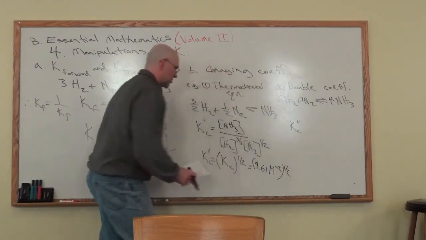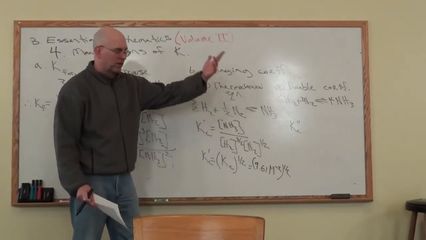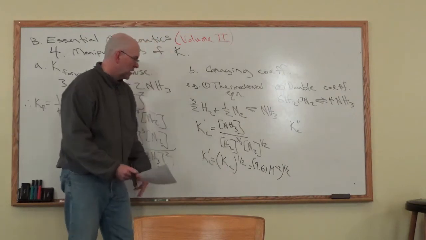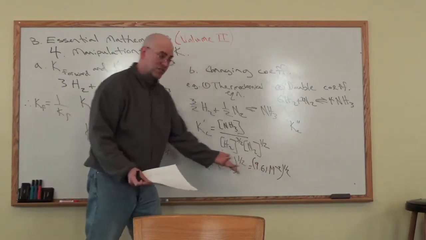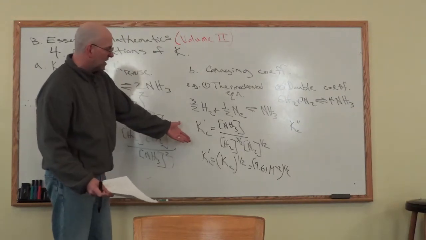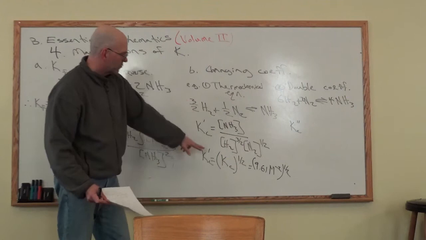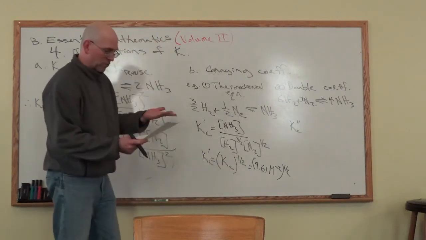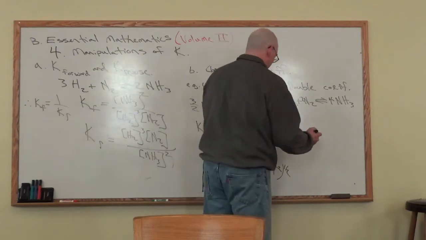Well, I'm going to do that. You can do that. The square root of 9.61 is going to be 3 point something or other, and you can fill that out, and then the units will just be inverse molarity to the first. So that's fine. You basically take the original equilibrium constant and take the square root. Now over here, well, I think I can convince you of this.